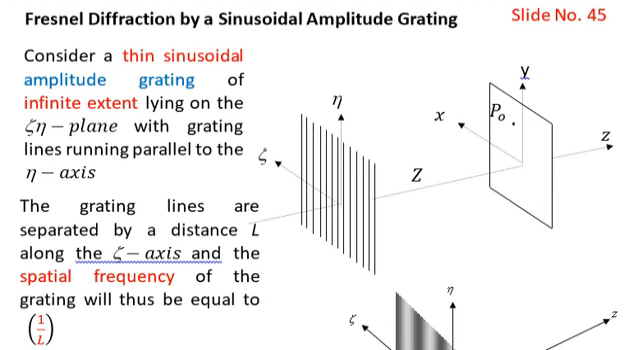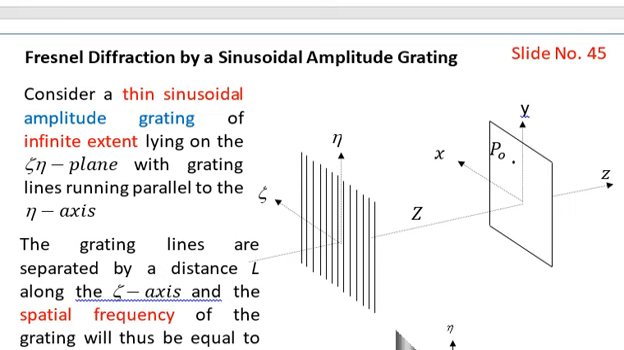Fresnel diffraction by a sinusoidal amplitude grating. Look at the figure. There are two planes, the zeta eta plane and the xy plane. Both planes are parallel to each other and separated by a distance capital Z. And on the zeta eta plane we have the grating.